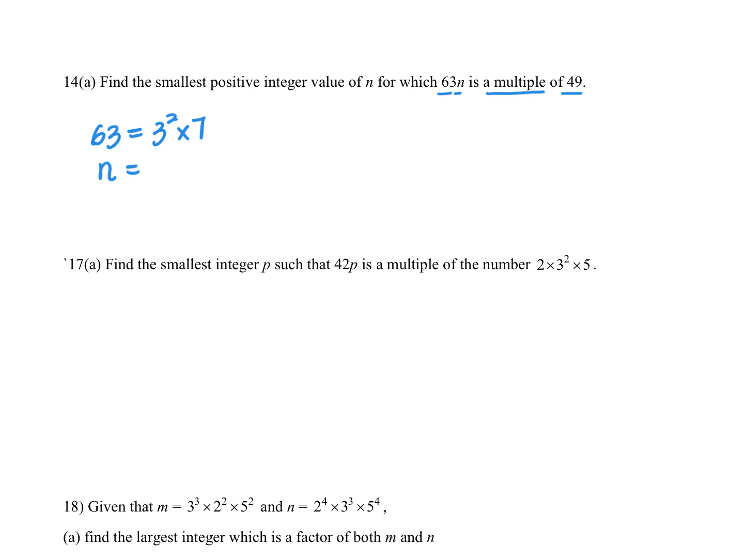What do you mean by the words multiple of 49? 49 is made up of 7 times 7, so it's 7 squared. So we know that 49 is equal to 7 squared. When I say this number 63 times n is a multiple of 49, it means all the factors of 49, which is 7 squared, must be included.